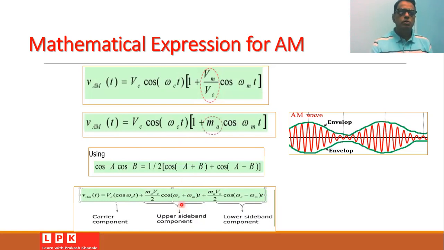So one can easily observe that the amplitude modulated voltage consists of three terms. The first term is the carrier component Vc cos of omega ct. The second term is the upper sideband, of which the frequency is omega c plus omega m. And the third term is the lower sideband, of which the frequency is omega c minus omega m, or the linear frequency is fc minus fm. And for the upper sideband, the linear frequency is fc plus fm.